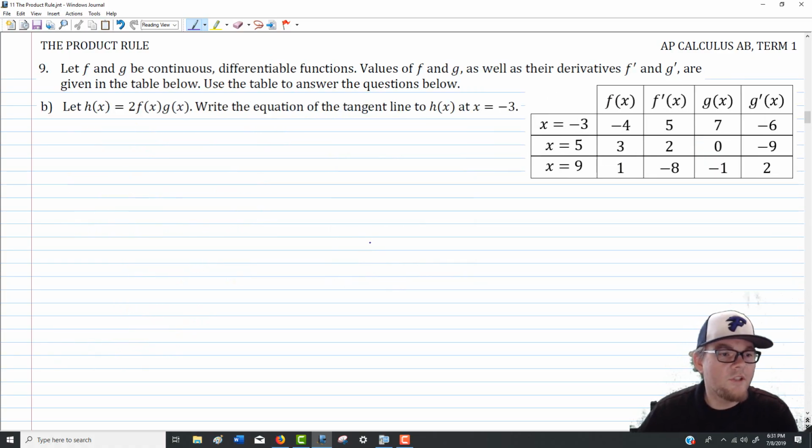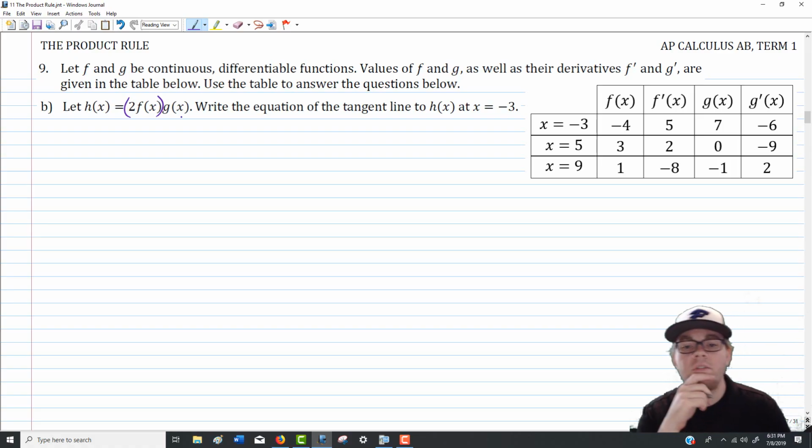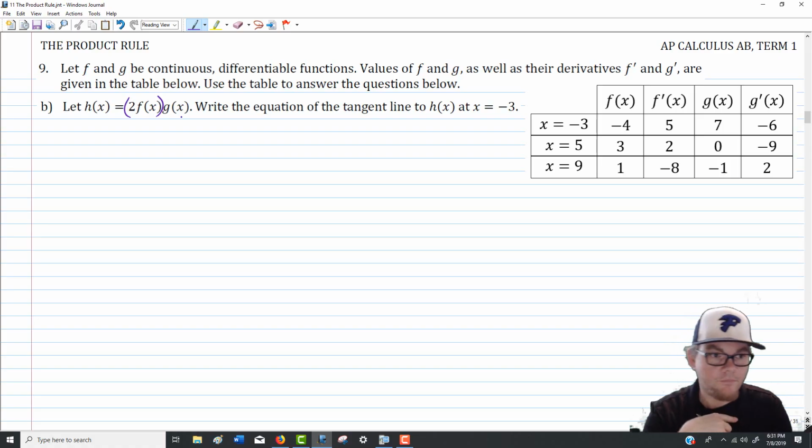Okay, next, this brings us to question 9b. Let h of x equal 2f of x g of x. Very standard product rule kind of problem. How can I tell? I see 2f of x times g of x, so I see a product of two functions. So if we need to differentiate all, we're going to have to use the product rule. Next, it says write the equation of the tangent line to h of x at x equals negative 3.